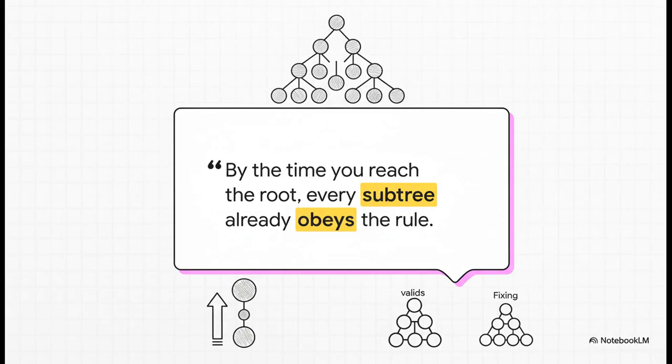And this brilliant bottom-up method comes to us from an algorithm by Robert W. Floyd way back in 1964. The core genius of it is this. Because you're starting from the bottom, you guarantee that by the time you get to any given node, the little subtrees beneath it have already been fixed. They're already perfect heaps. So you're just fixing one level at a time on your way to the top.